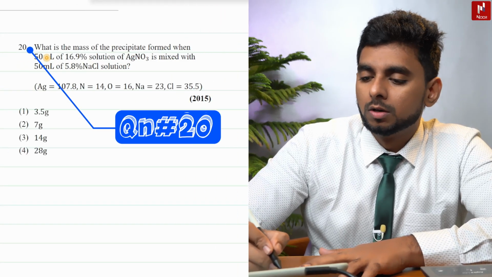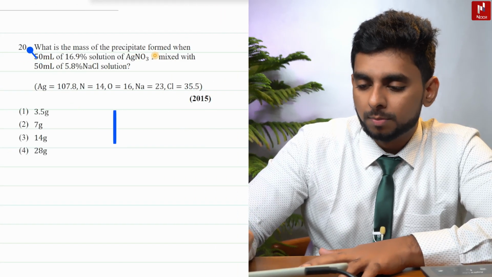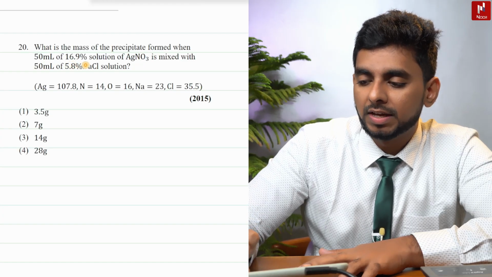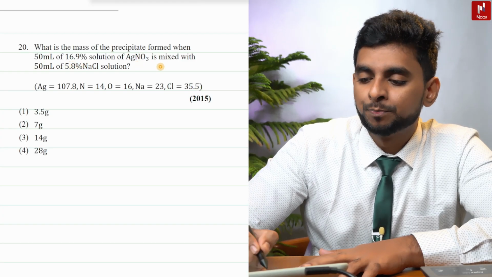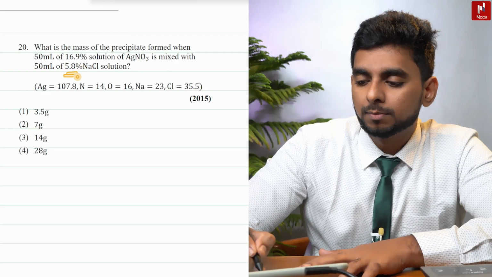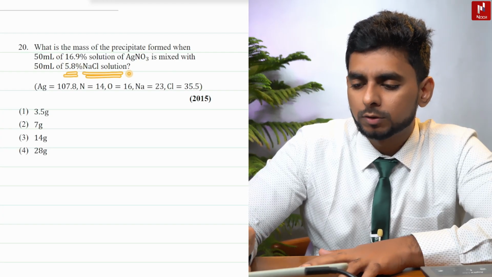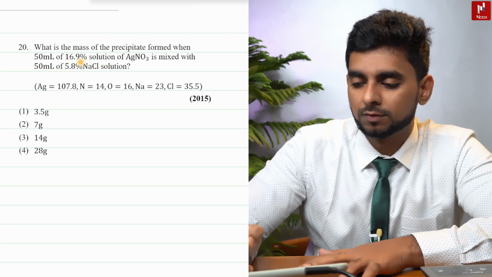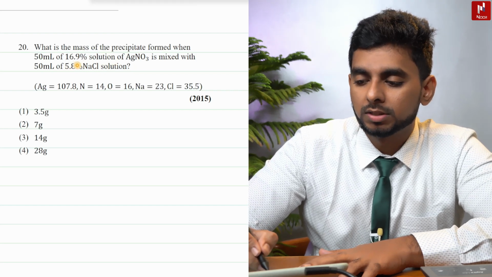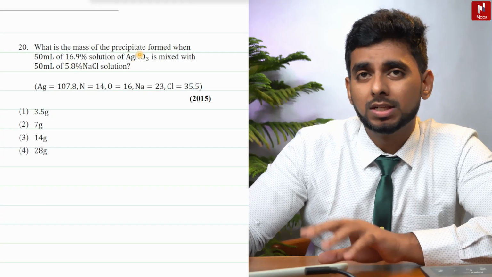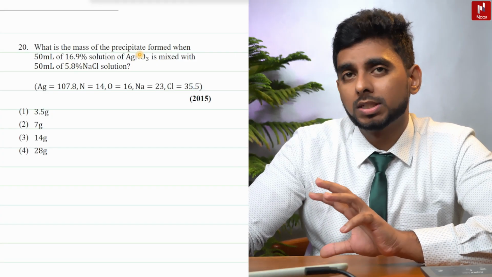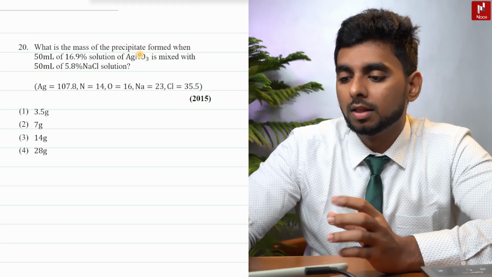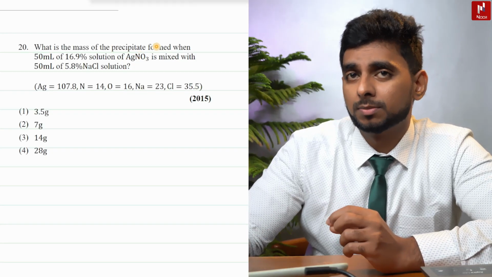Here you have: what is the mass of the precipitate formed when 50 ml of 16.9% solution of AgNO3 is mixed with 50 ml of 5.8% NaCl solution? Okay, so you have two different solutions. They have given them in terms of percentage. So 16.9% solution of AgNO3 is mixed with 5.8% NaCl solution. If this was the condition, then what will be the mass of the precipitate that got formed?